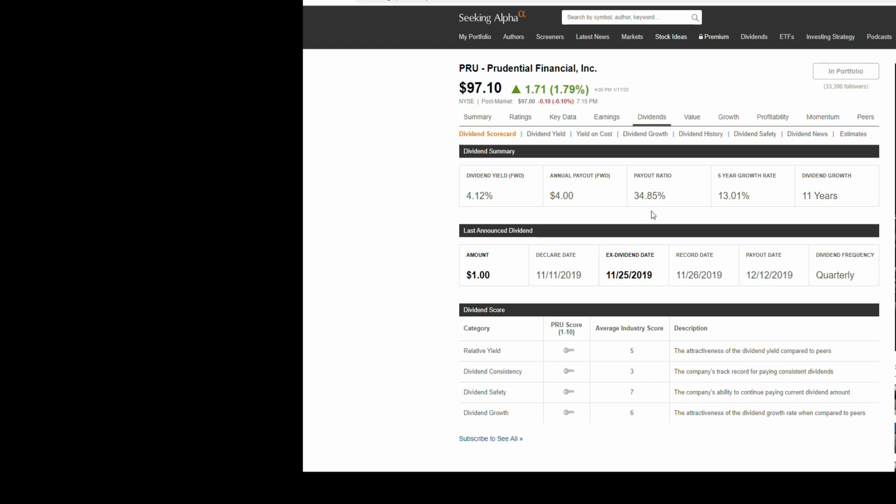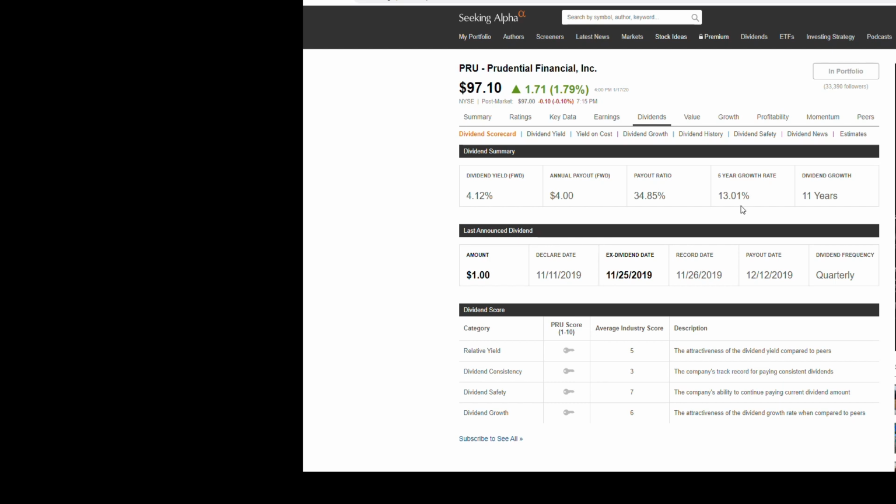Next, I look at the payout ratio. This is somewhat of a safety measure for how likely it is that I will get my dividend in the future. I like to buy companies that have a payout ratio below 75%, unless of course you're talking about REITs, but that's a completely different story for a different episode.